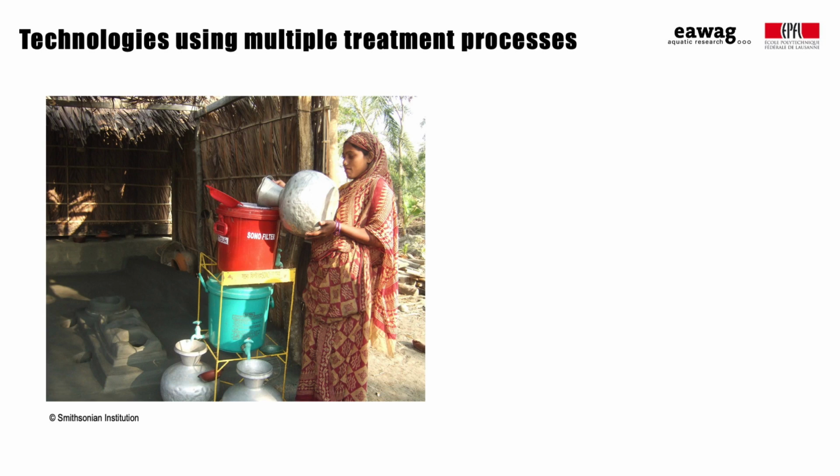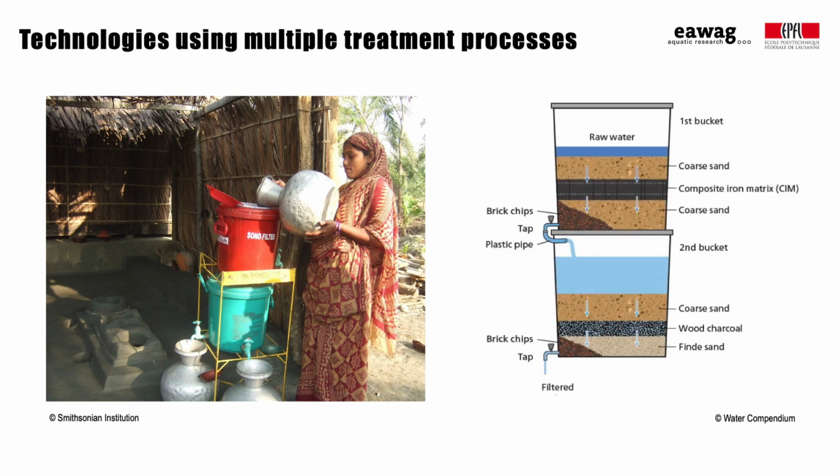Some technologies harness more than one treatment process for removal of problematic contaminants. For example, the Sono filter, shown here, is widely found throughout Bangladesh. This filter uses a two-bucket system to combine chemical and physical treatment processes to effectively remove arsenic from drinking water.